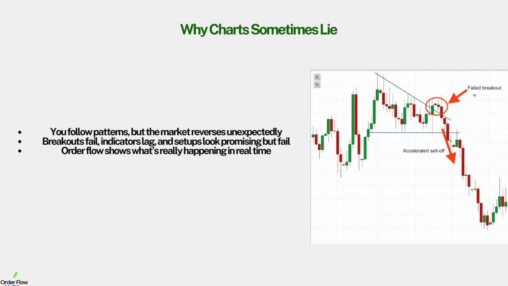So why do normal charts sometimes lie? Well, people actually just follow the patterns they see on the internet. If the market does this, then you have to do this. If X happens, do Y. If Z happens, do A. And then those breakouts fail. Those indicators often lag, and those setups that often look promising just fail in the end. But order flow is actually showing you what's happening in real time.